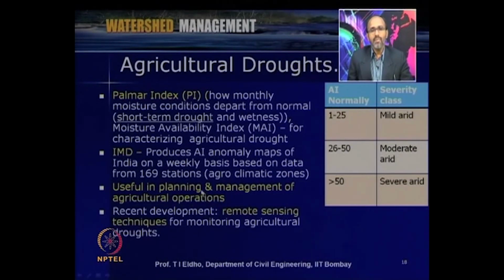And recently we can also use remote sensing techniques to identify whether there is agricultural drought or whether the area is arid. With remotely sensed data, which can be either microwave or a specific type of remote sensing data, we can see the soil moisture variation in the soil. So this can be used for monitoring the agricultural droughts. So this is about the agricultural droughts.